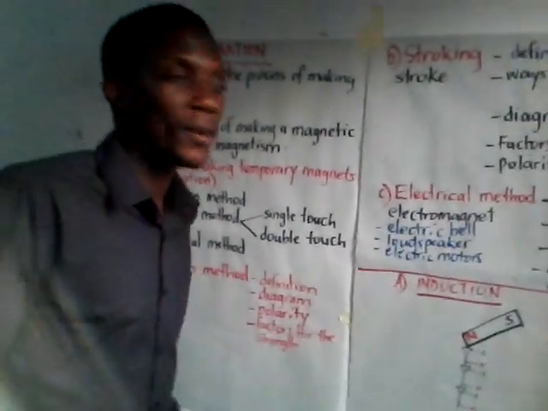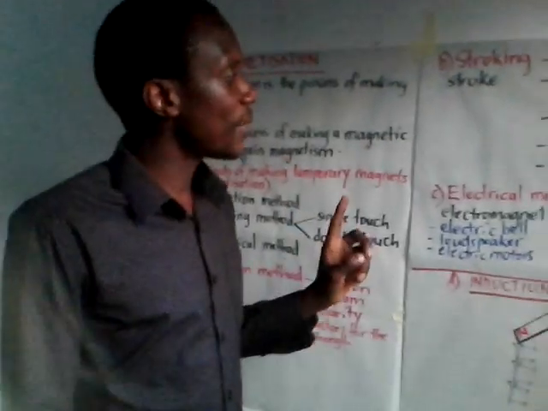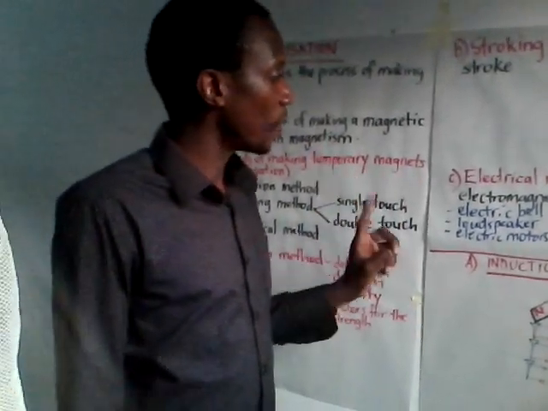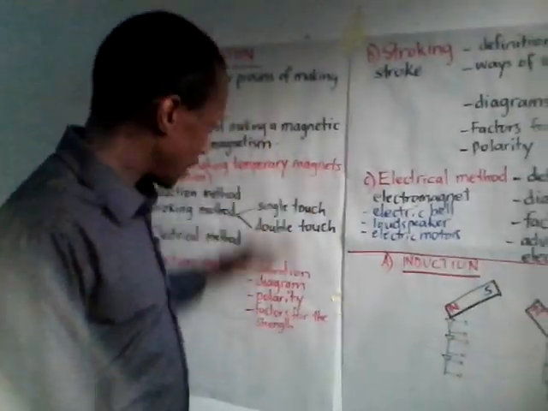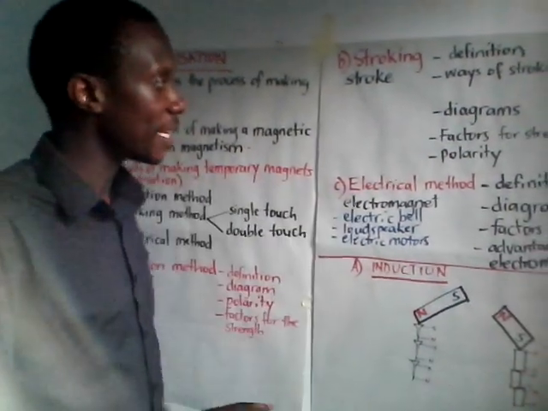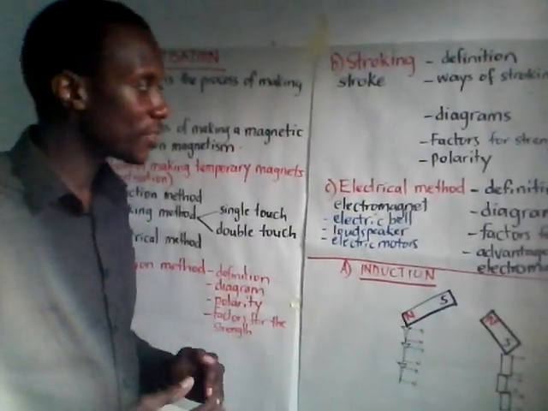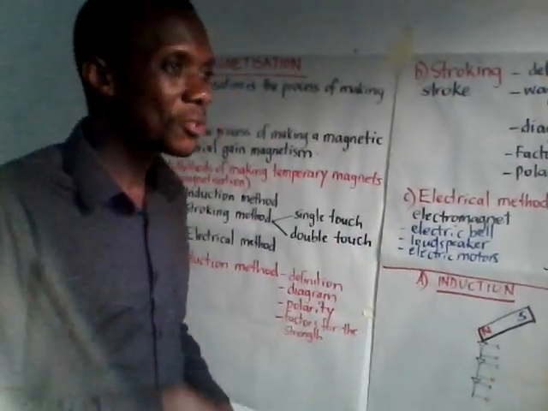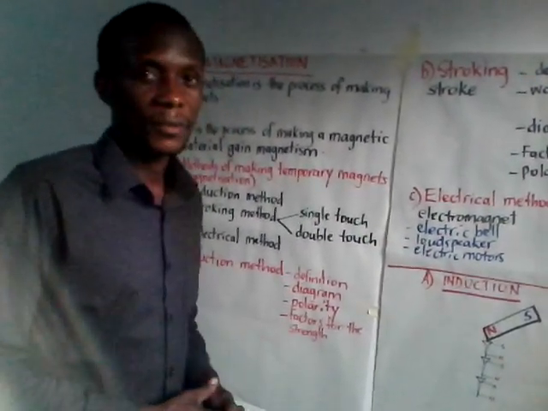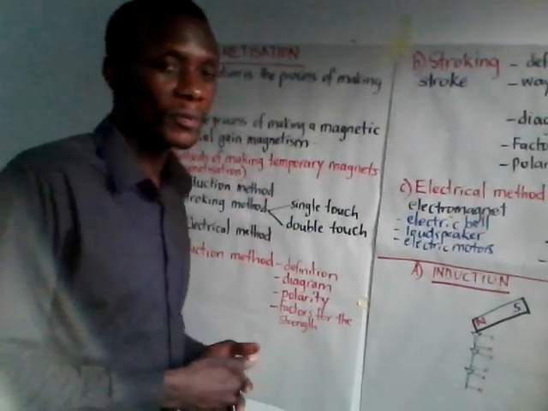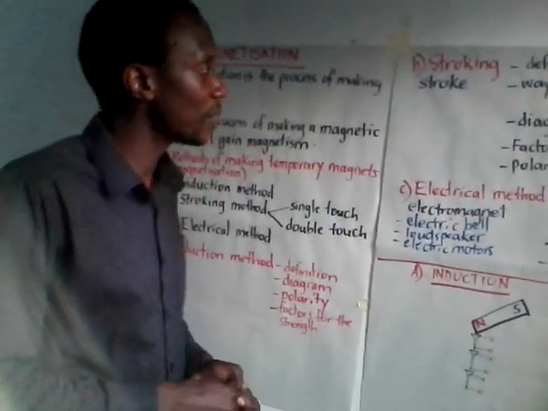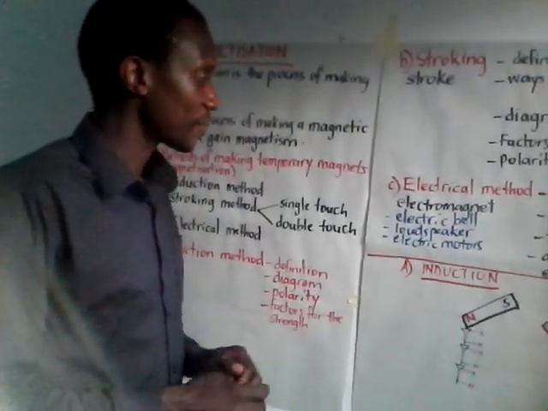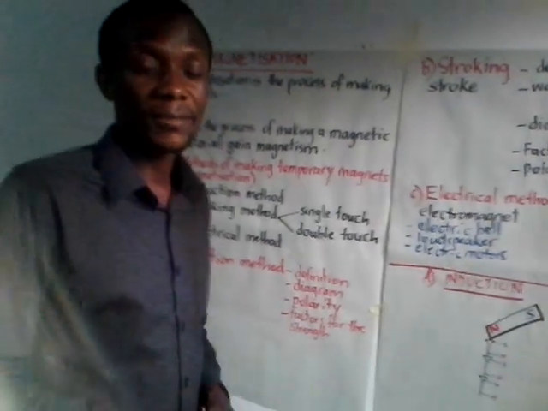I thank you again for watching. The next segment will be for the theory of this whole thing. We need to see the illustrations, the diagrams of the three methods. We need to identify the poles. Which ones are the North Pole on our newly formed magnets, and which ones are the South Poles, and so on and so forth.